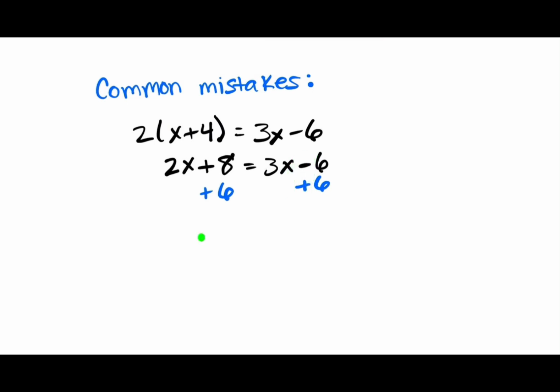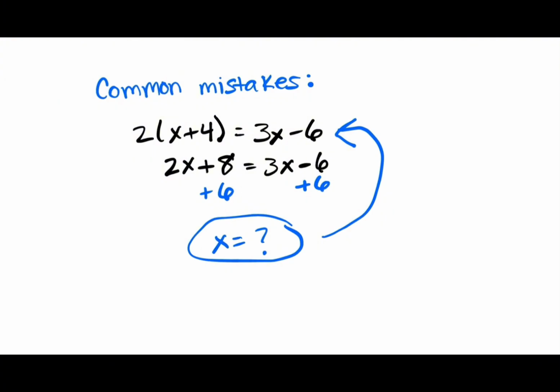And then the last common mistake is that students typically forget to check their answers. So once you know what your x value equals, then you want to take that number and plug it back into your original equation and see if your left side and right side of the equation equal each other, meaning that they're balanced and that your x term is correct.